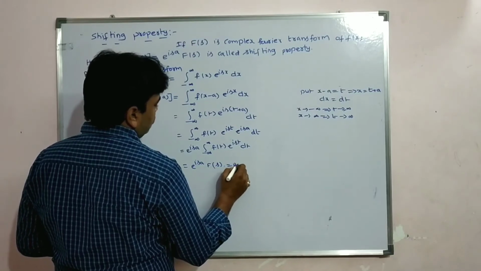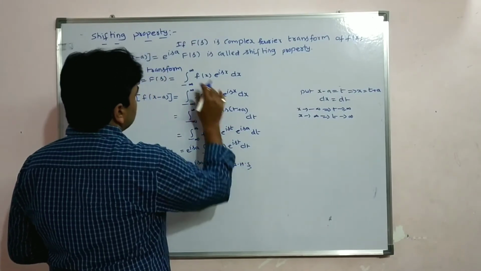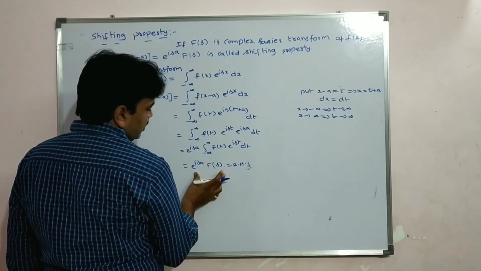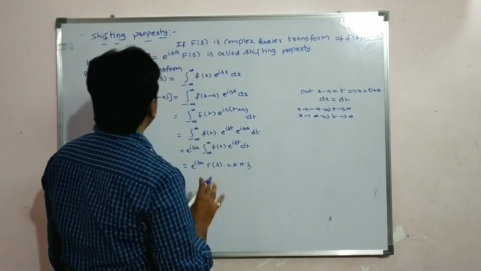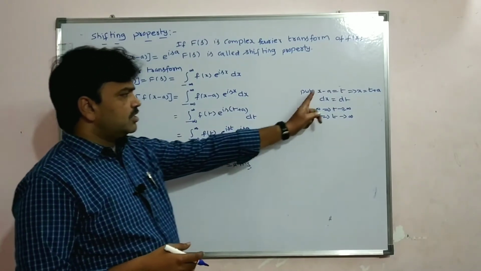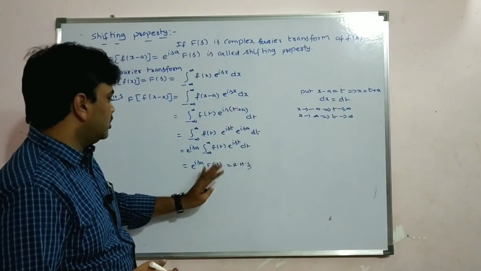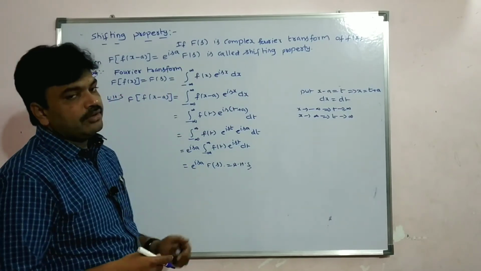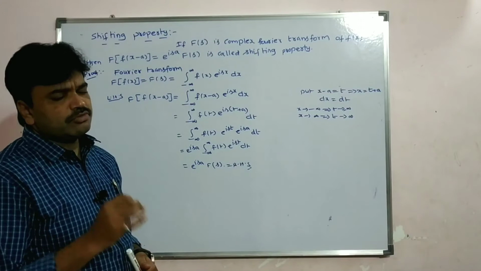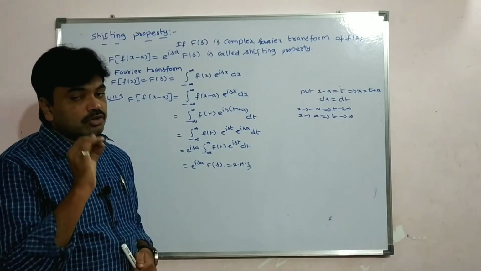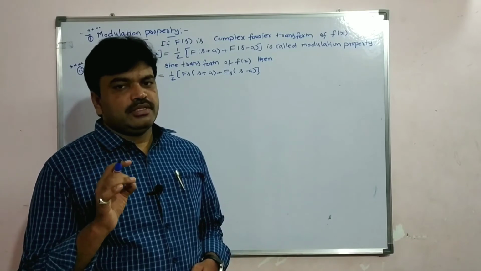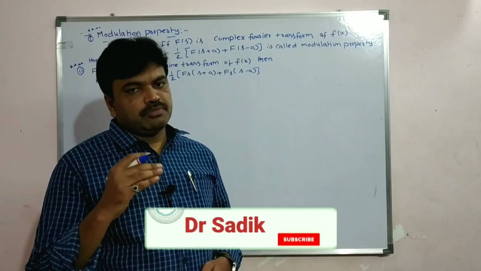So this is equal to the RHS. What is the RHS, students? e power isa F of s. This is about the shifting property, students. Simple, students: if you put x minus a is equal to t and substitute here, then we get the right hand side value. Let us see another property, students, very important: the modulation property. Let us see this important property, students, from an exam point of view and an application point of view.